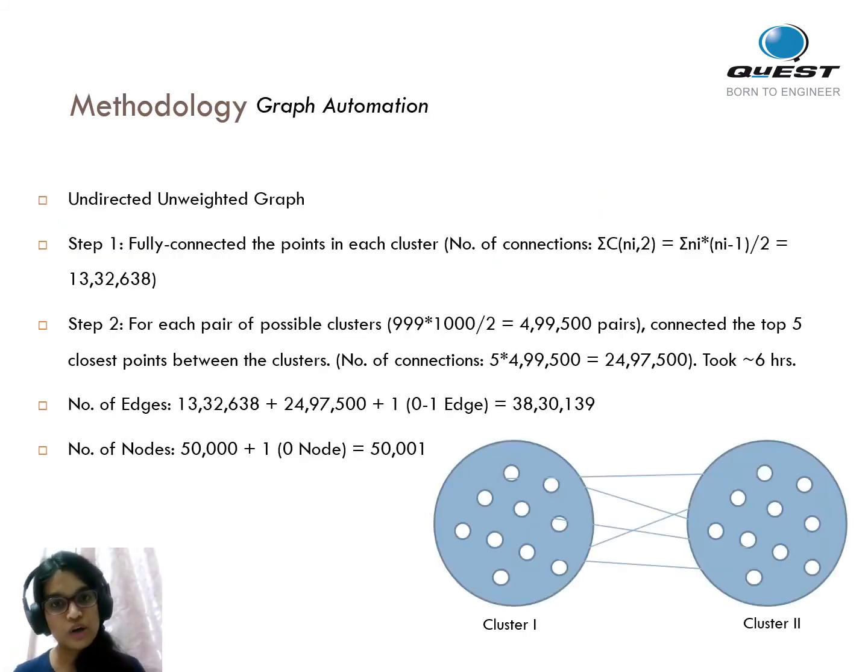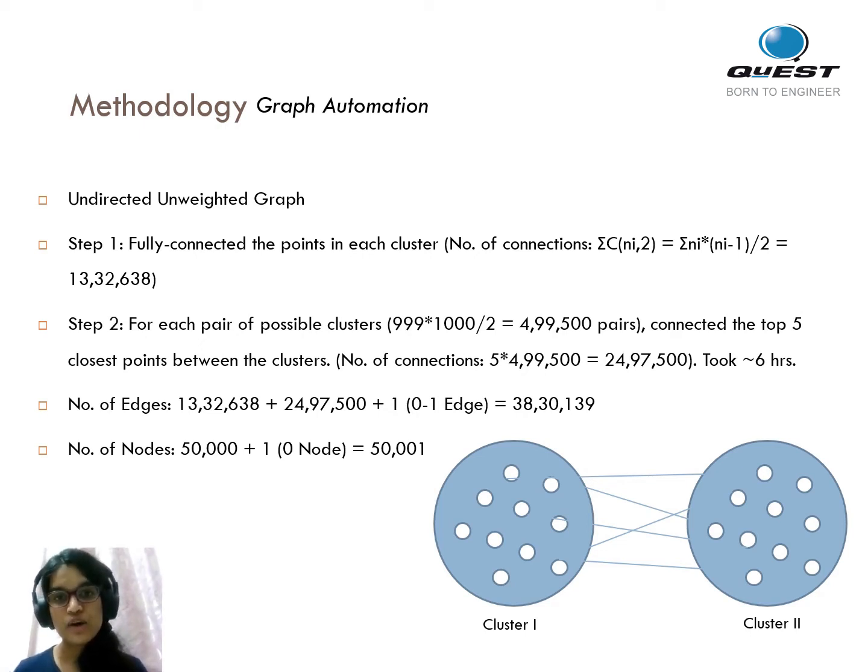The approach that we followed in order to automate the graph is that if image A is related to image B, then image B is related to image A. So we tried to represent this relation as an undirected edge between these two nodes or images. Since we already have the clusters, we tried to make each of these clusters a fully connected graph because every image in the cluster is related to every other image in the cluster. So the number of connections within a given cluster, if the number of images in the cluster is n, is nC2, and the summation over this for all the 1000 clusters gave us about 13 lakh connections or edges.